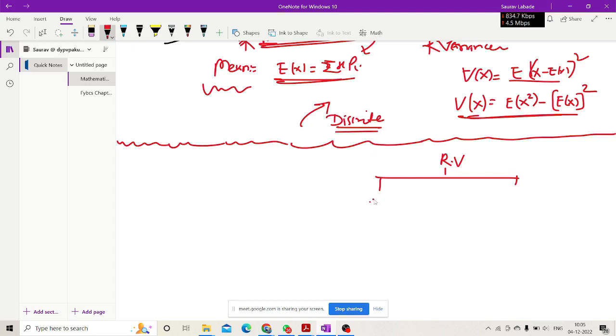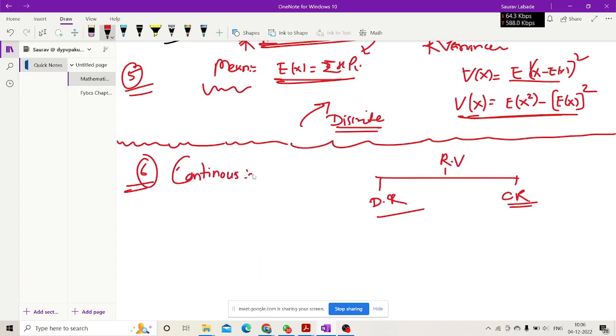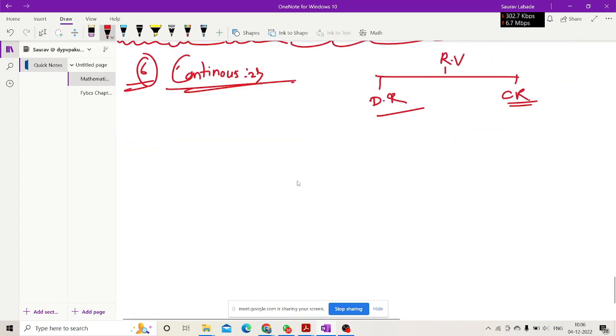Now we have to see this is the discrete random variable and the continuous random variable. Now in this particular sixth chapter, the fifth was just about the univariate discrete random variable, and in the sixth chapter we have to discuss the continuous random variable. Okay, now let's see what the definition of the continuous random variable is.